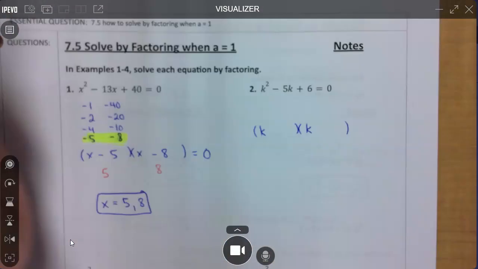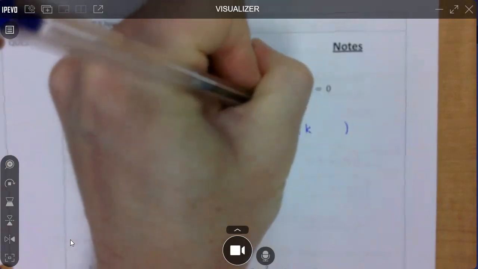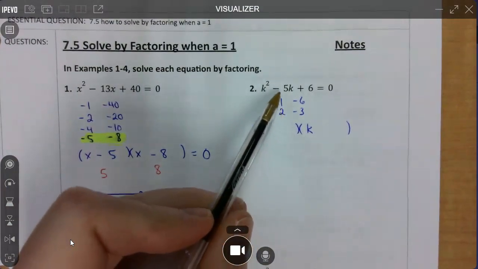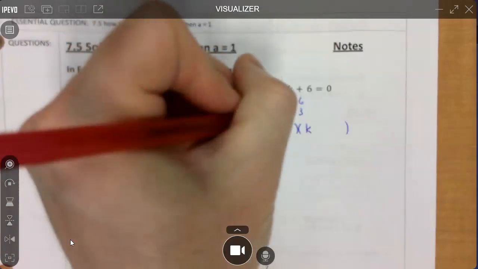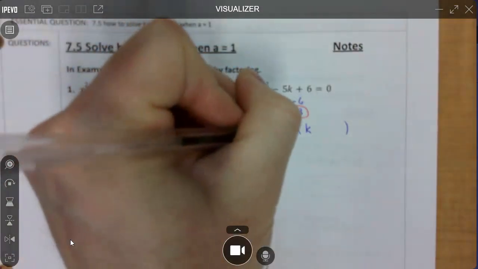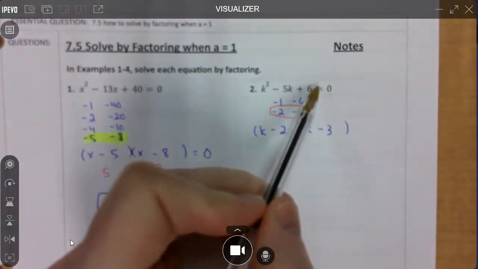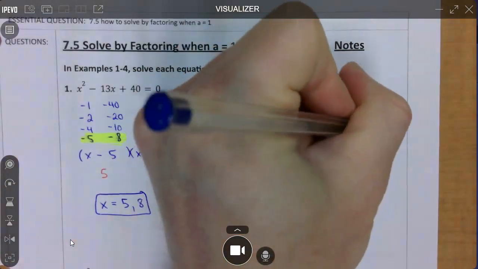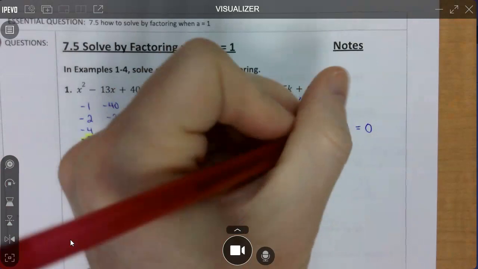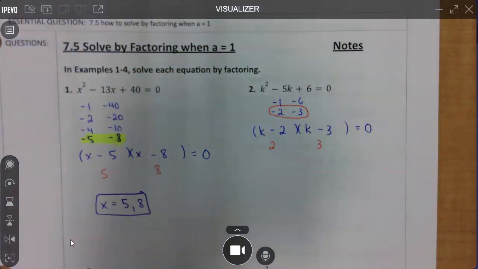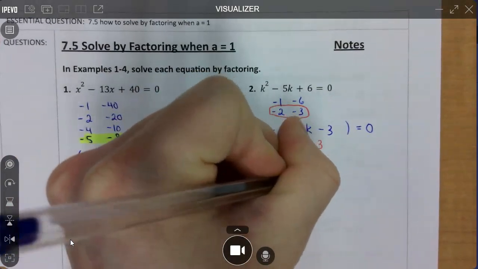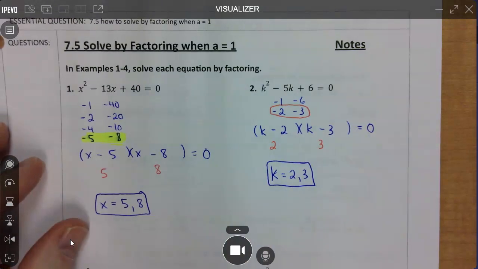So if you think about your factors of 6, we have -1 and -6, and we have -2 and -3. I need to choose the one that gives me a sum of -5, and that's going to be this group right here. So we fill in our binomials with the -2 and the -3, but again, it's still set equal to 0. So the last step is, what makes this binomial equal to 0, and what makes this binomial equal to 0. And so our two numbers that make this equation true are when k is 2 and when k is 3.